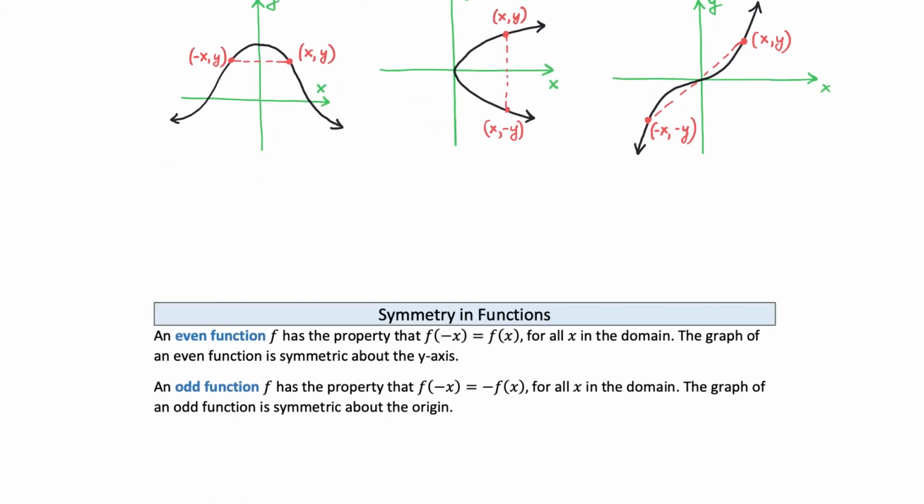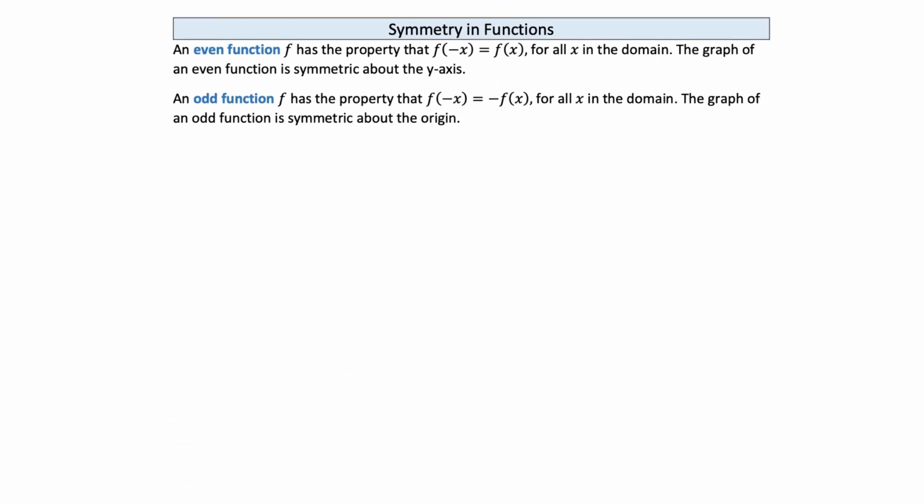Now let's talk about symmetry in functions. An even function f has the property that f of negative x equals f of x for all x in the domain. The graph of an even function is symmetric about the y-axis. An odd function f has the property that f of negative x equals negative f of x for all x in the domain. The graph of an odd function is symmetric about the origin. So, functions can be even, odd, or neither. We will do some examples and we will see how to determine if a function is even, odd, or neither.